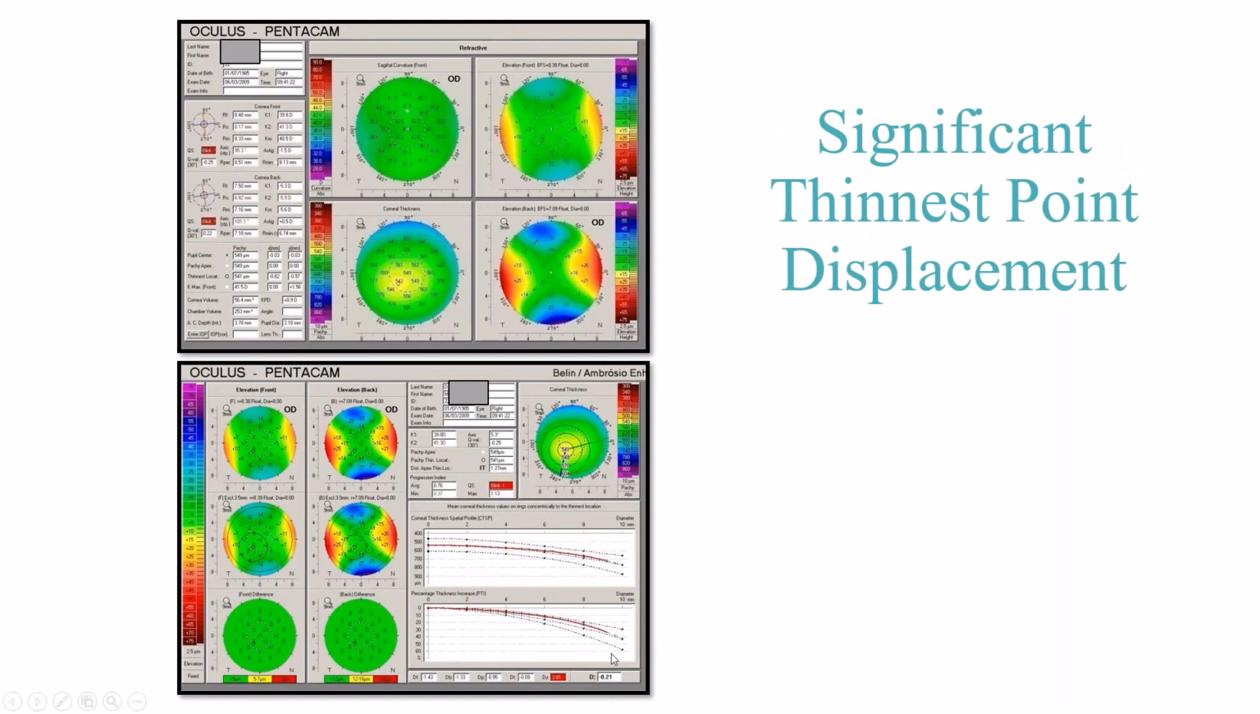Here is more significant thinnest point displacement. Everything else is normal. The overall reading is still very, very normal. So again, you will see in the next iteration, there is no dy because it really turned out to be a very weakly predictive parameter.